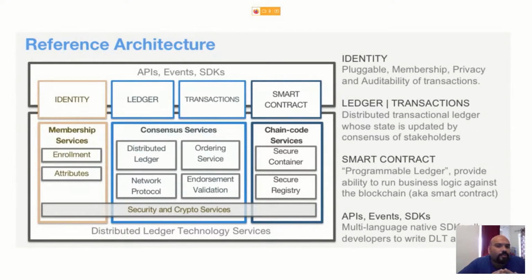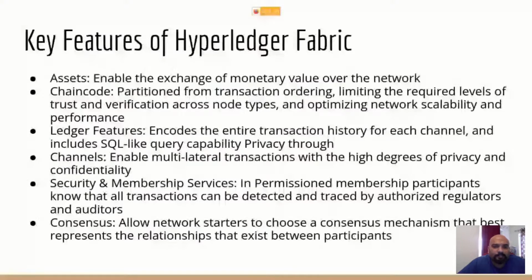So to understand the key features of Hyperledger Fabric, the chaincode, as we mentioned in the previous slide, is the smart contract. Chaincodes are engineered in such a way that they are modularized. You will understand more about it when you see the architecture diagram.